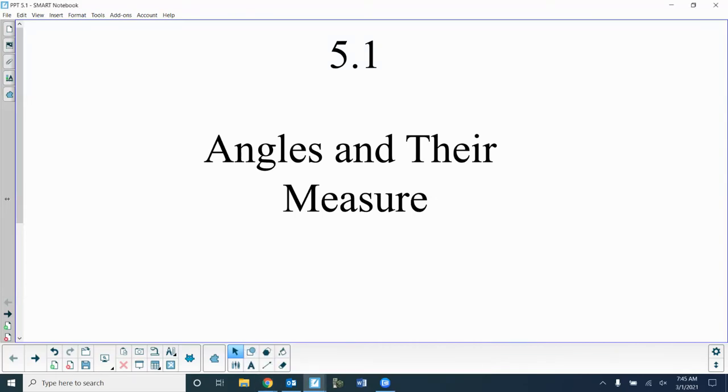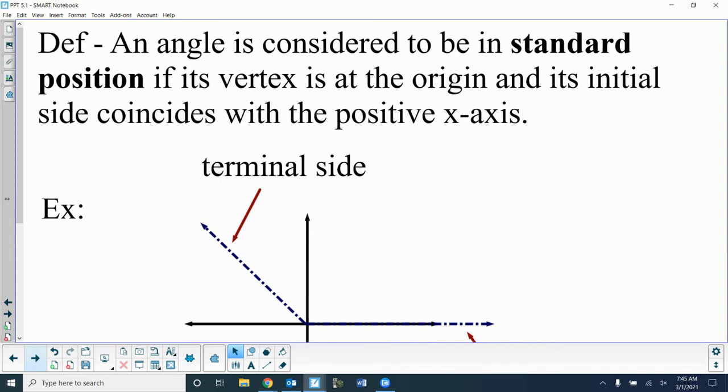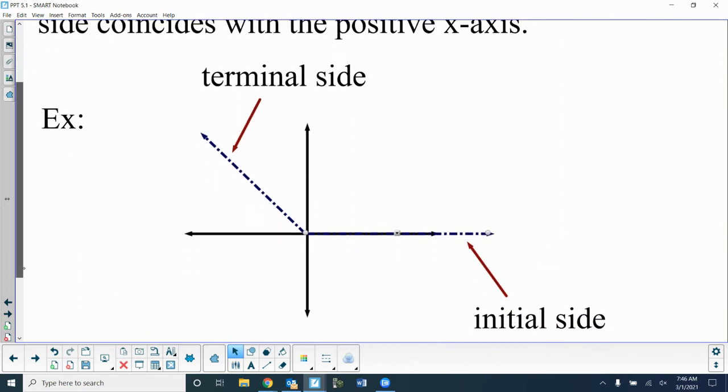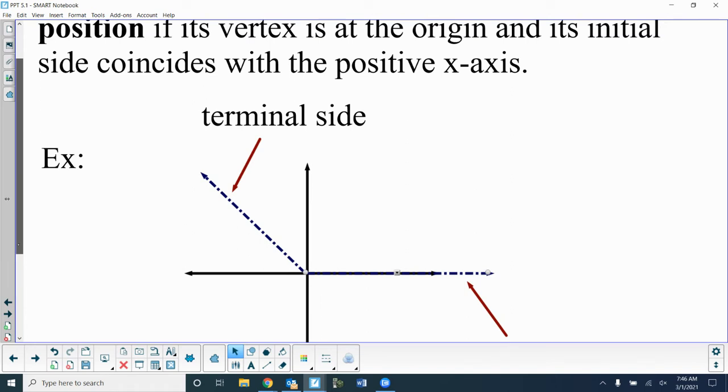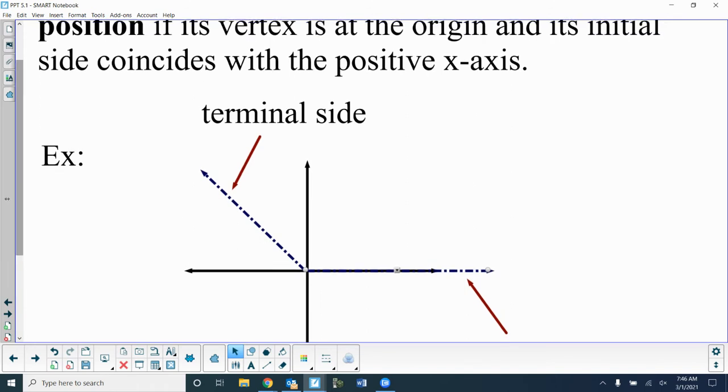Right, so just looking at an angle is considered to be in standard position if its vertex is at the origin. So the vertex of an angle is like the corner part. Its initial side coincides with the positive x-axis, so that's this. That's a positive x-axis, that's the initial side. Right there. Then we call this the terminal side.